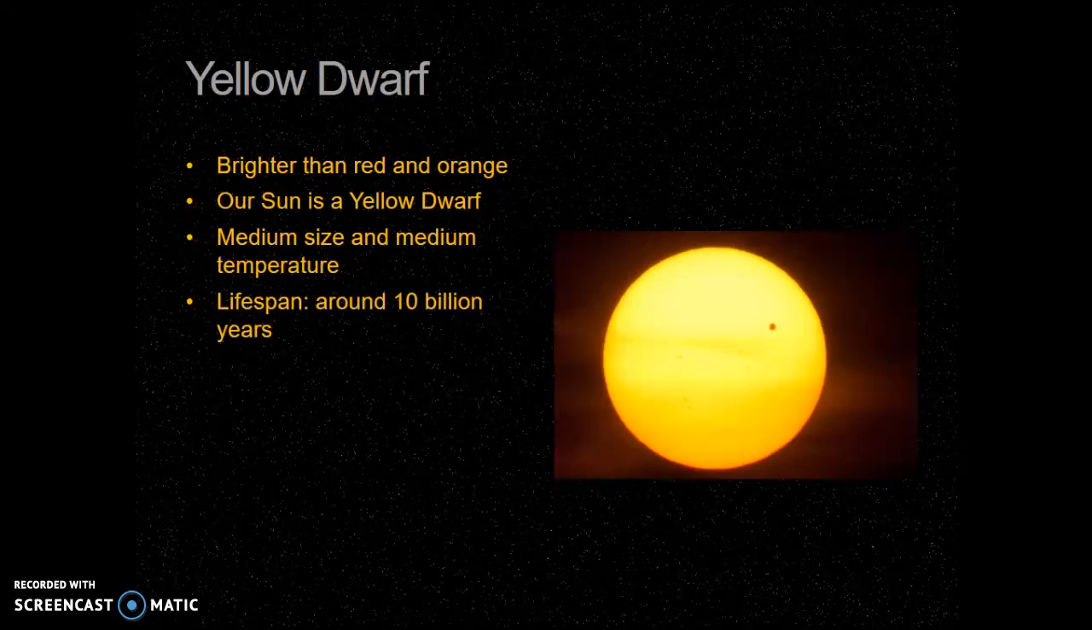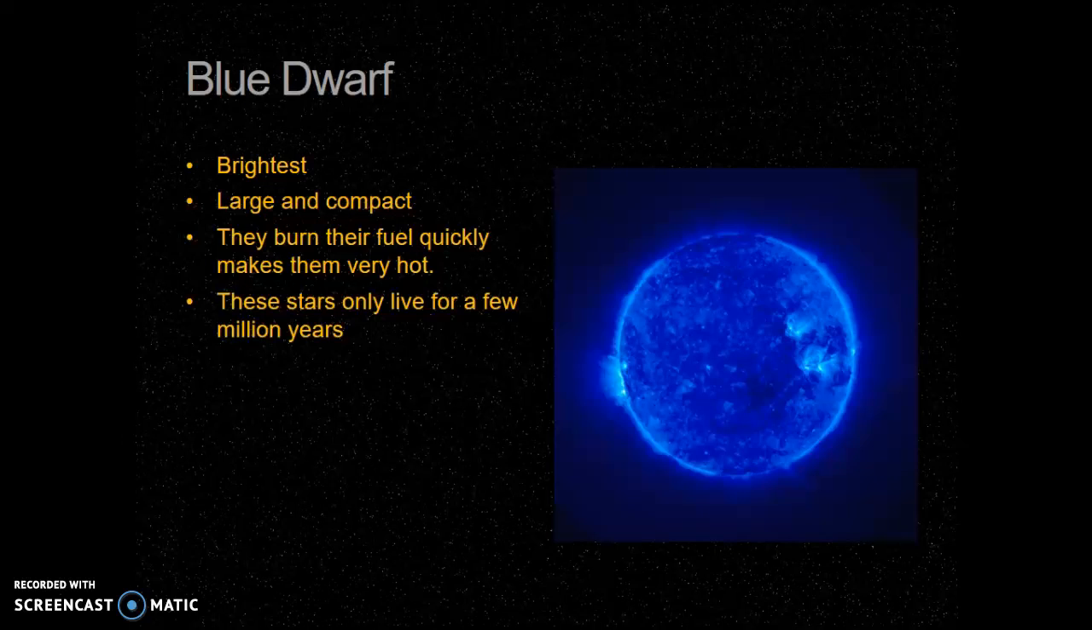The lifespan is about 10 billion years. And the blue dwarf, which is the brightest of all the stars, is large and compact given that they're heavy, there's a lot of mass in them. They burn their fuel quickly, which means they are hotter, which means they are brighter, and those don't last long. So their lifespan is very short compared to the others.